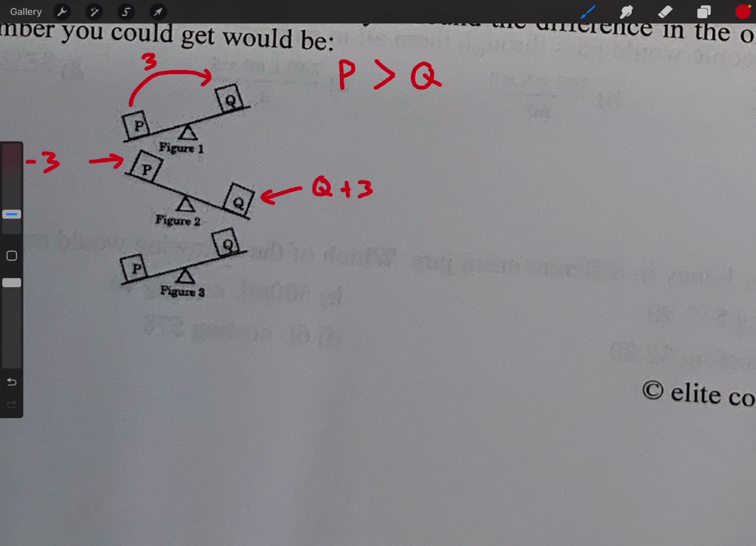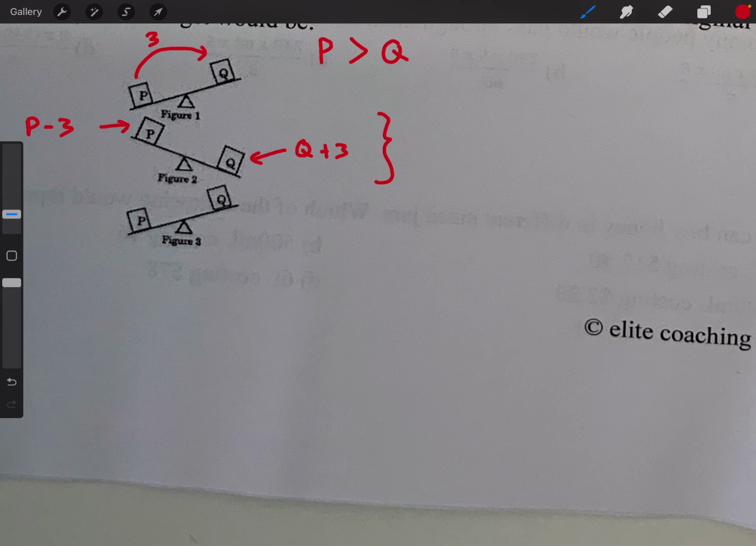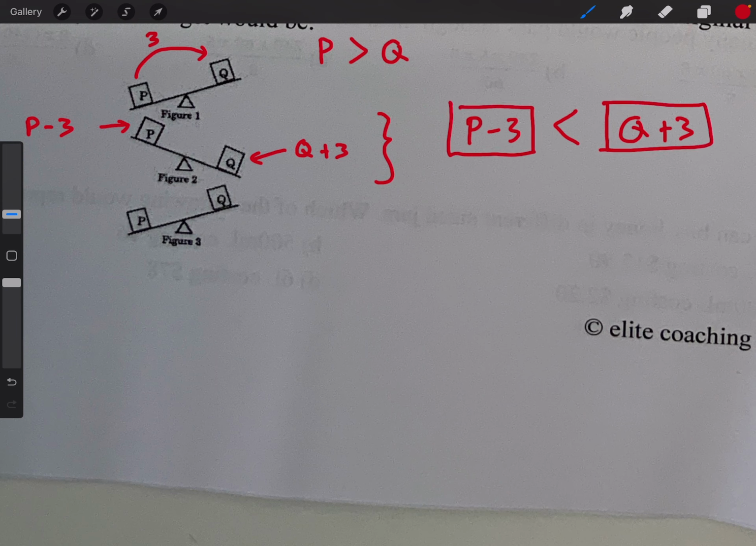So we can look at this diagram and form an equation, an expression. Okay, we can say that P minus 3 and Q plus 3. Now P minus 3 is less than Q plus 3, isn't it? You can see this less than, it has to be less than because the balance looks like that. Okay, so then what happens?